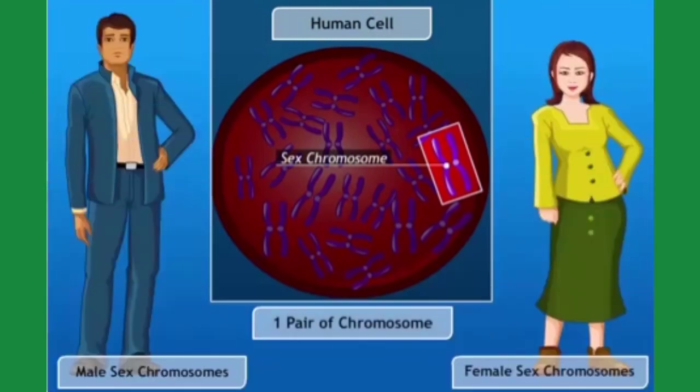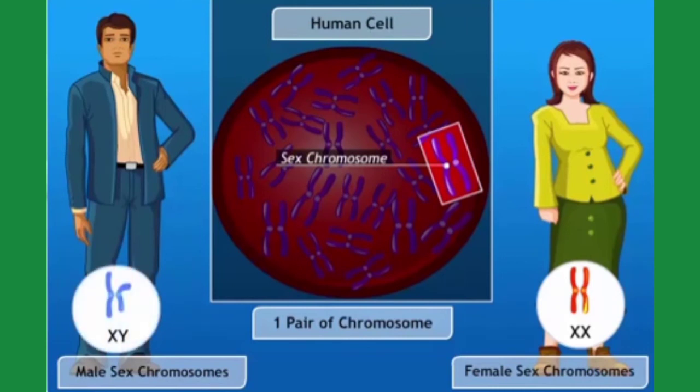Women have a perfect pair of sex chromosomes called XX, but men have a mismatched pair in which one is a normal sized X while the other is a short one called Y. So, women have XX and men have XY chromosomes.